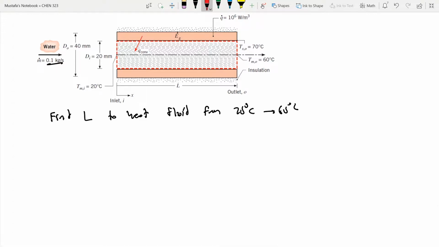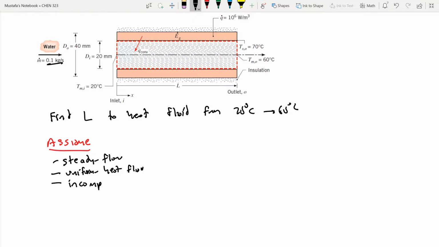So let's start with our assumptions. We'll assume this is a steady flow, and uniform heat flux, and an incompressible fluid, and the properties are constant properties.